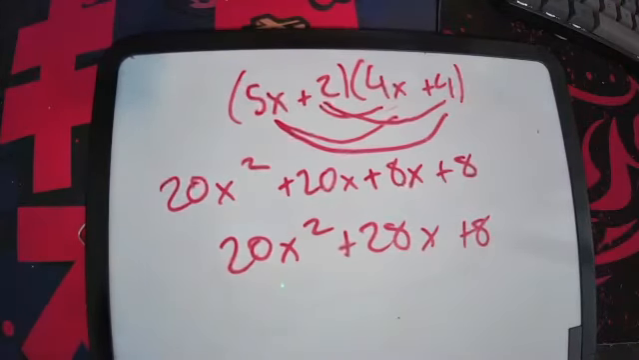In summary, you can multiply a pair of binomials or a polynomial in its factored form using the FOIL method very simply.